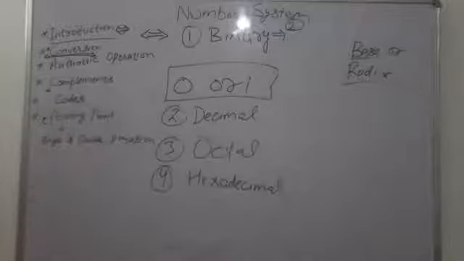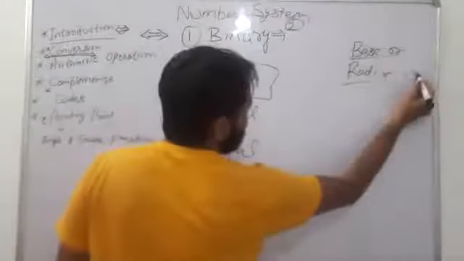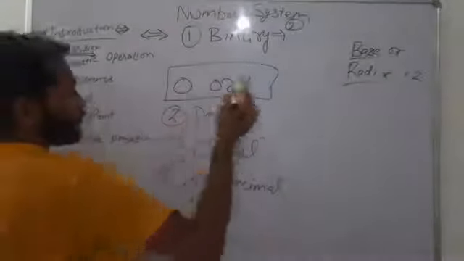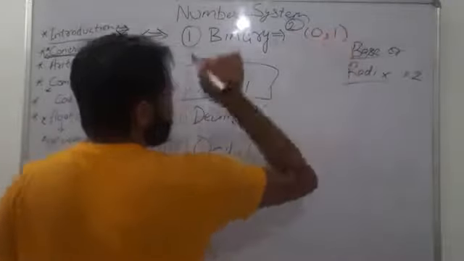Binary is basically 0 and 1. So it has base 2 or radix 2, so the range covers 0 and 1.